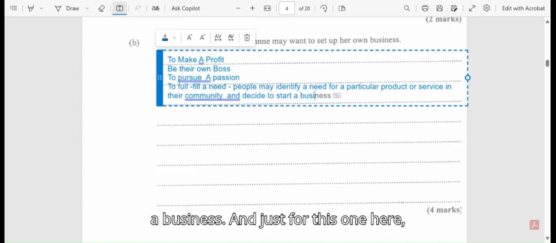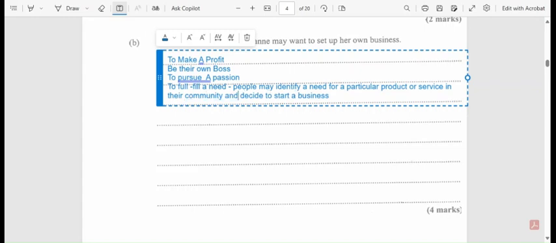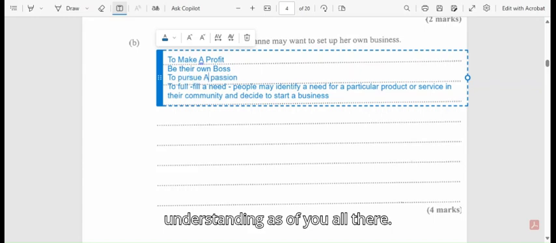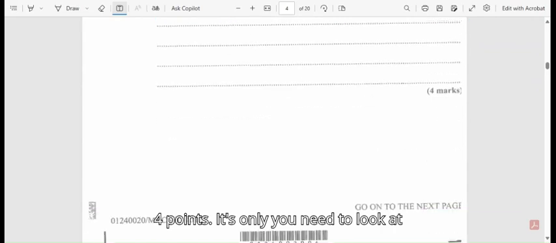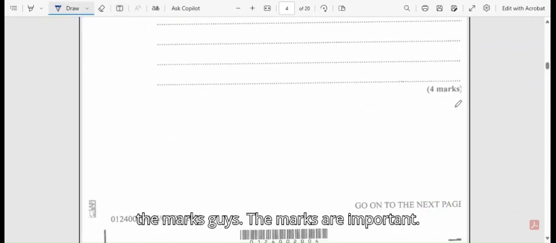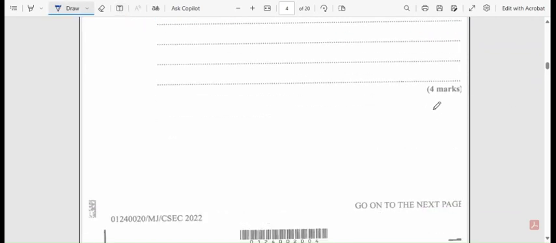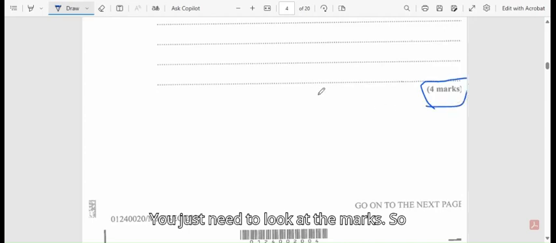And just for this one here, you don't need to explain like this. I'm just explaining things like this for reasons as it relates to your understanding as a viewer out there. You just need to state 4 points. You need to look at the marks, guys. The marks are important.